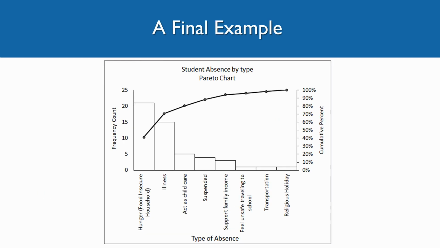A final example, looking at student absence by type. Here we can see that hunger, a food insecure household, has the greatest frequency count for the student population in explaining why they are absent from school, followed by illness, and then acting as childcare in their families. Something like this can be used by district or school-based leaders to strategize which interventions are most likely to best serve the needs of their students and to reduce absenteeism in their schools.